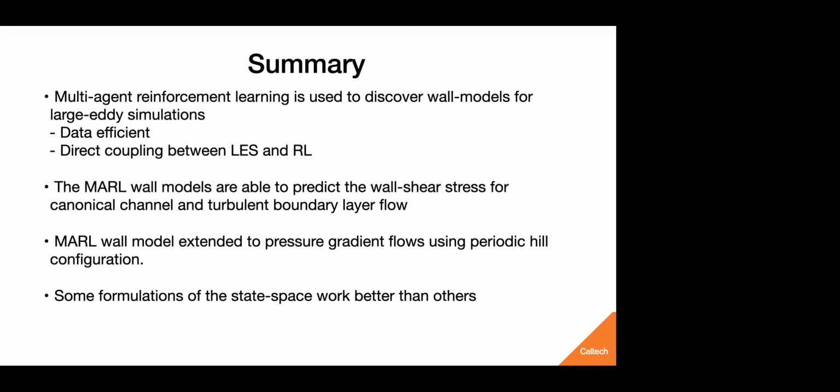The model was able to predict wall shear stress for a canonical channel and turbulent boundary layer flow. And we were also pretty happy with separated flows. We've extended the model to pressure gradient flows using the periodic hill configuration. We found that some formulations of the state space work better than others, so we're still working on honing that in for the pressure gradient flow case. And finally, we will be trying to apply this to more complex geometry in the future, to make sure that the model developed from canonical flows can be extended to complex geometry. So that's where we're at this point in research.